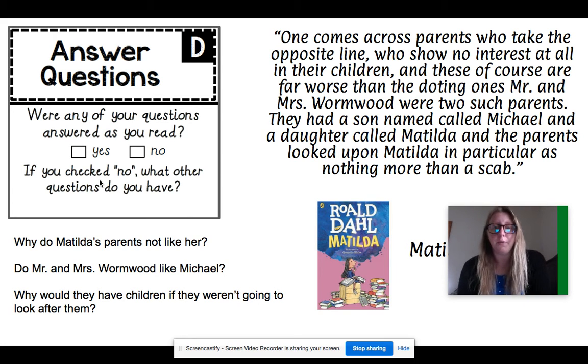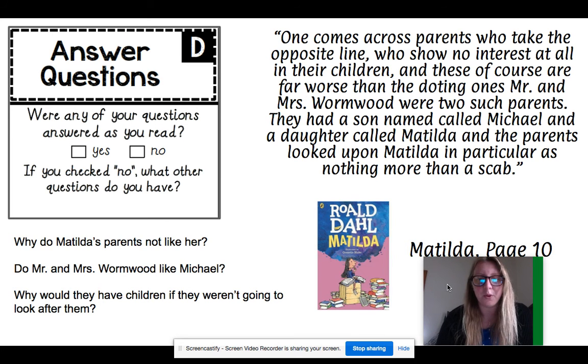Here's my example from Matilda. "One comes across parents who take the opposite line, who show no interest at all in their children. And these, of course, are far worse than the doting ones. Mr. and Mrs. Wormwood were two such parents. They had a son called Michael and a daughter called Matilda. And the parents looked upon Matilda in particular as nothing more than a scab." So it's kind of sad.